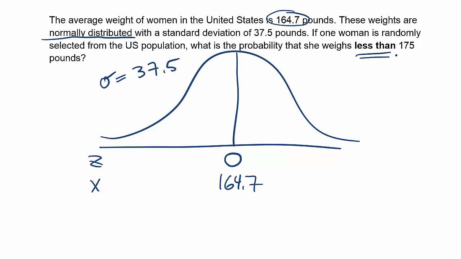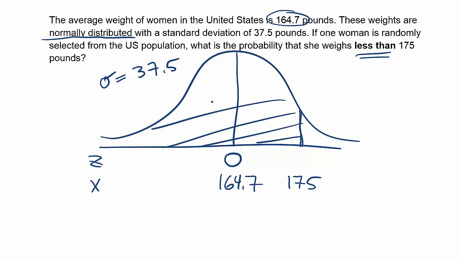So first we should put 175 to the right of 164.7, right? Make sure it's on the x number line, not the z number line, because that's a weight, not a z-score. And then we'll find the area to the left of that, because that's what corresponds to being less than that amount, right? And then all we need to do to finish this is to convert 175 into a z-score, and then look up that area on the z-chart.